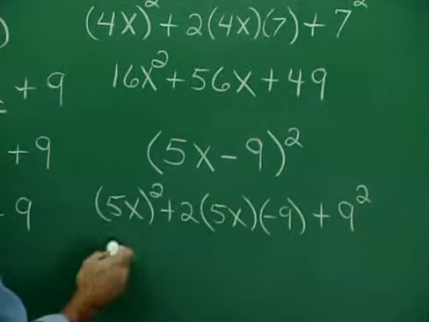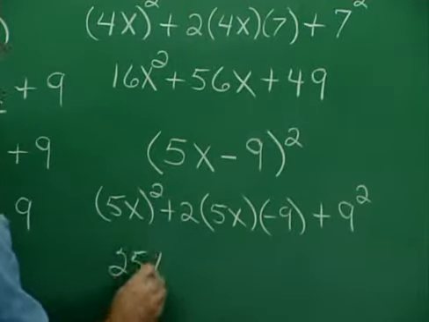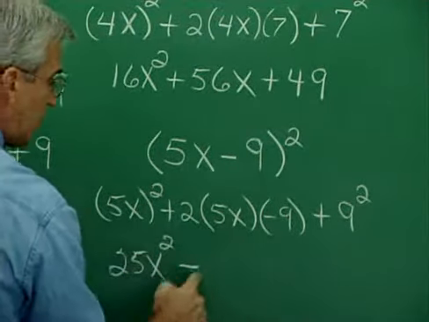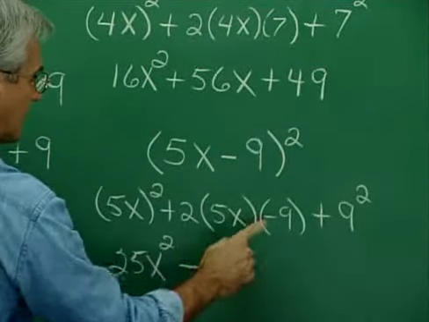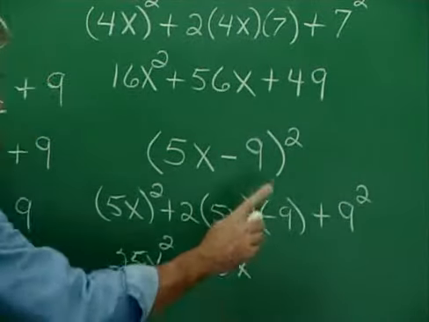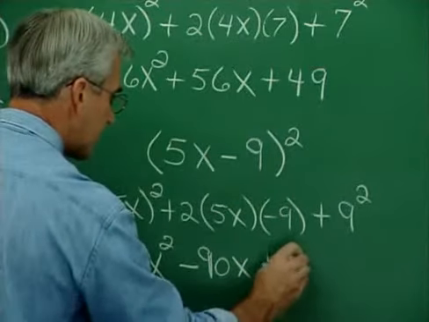So we're squaring here, we get 25x squared. Then the middle term is going to be negative, because one of these factors is negative. And then 2 times 5, 10 times 9, 90x. And then 9 squared, 81.